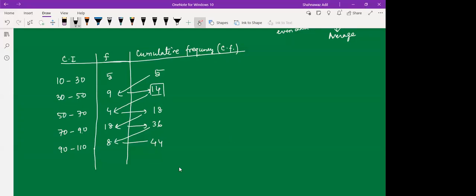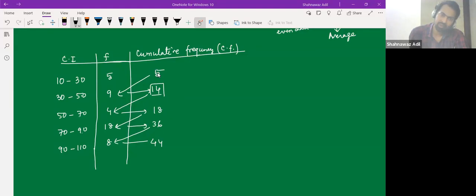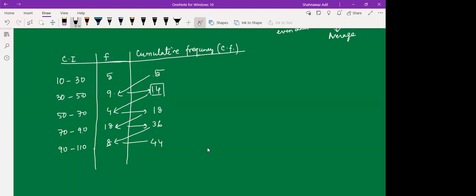Yes, by adding 10, right? Yeah, adding the next one. So if you have this one, then adding the next frequency, right? And this is 40, and then adding the next frequency, and the next, and the next. So this is how you calculate the cumulative frequency. Understood? Yes, sir.